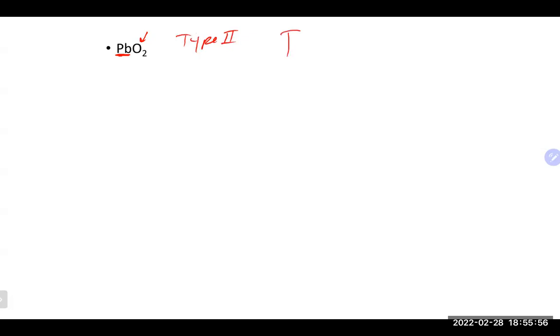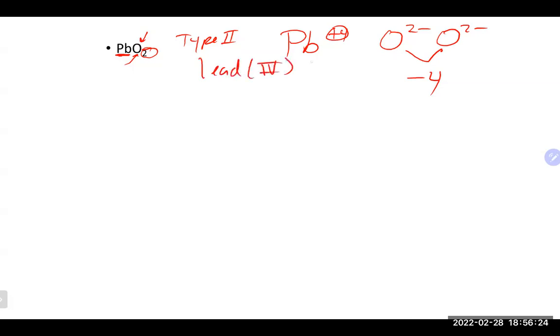That also tells us that I'm not really sure what the lead charge is, but looking at the oxygen, I should know it is group number 6, which means it has a -2 charge. And there's not one of them, but there are 2 of them, which means our overall negative charge here is -4. In this particular case, our lead actually is +4. And the correct name here would be lead(IV) oxide in this particular case.